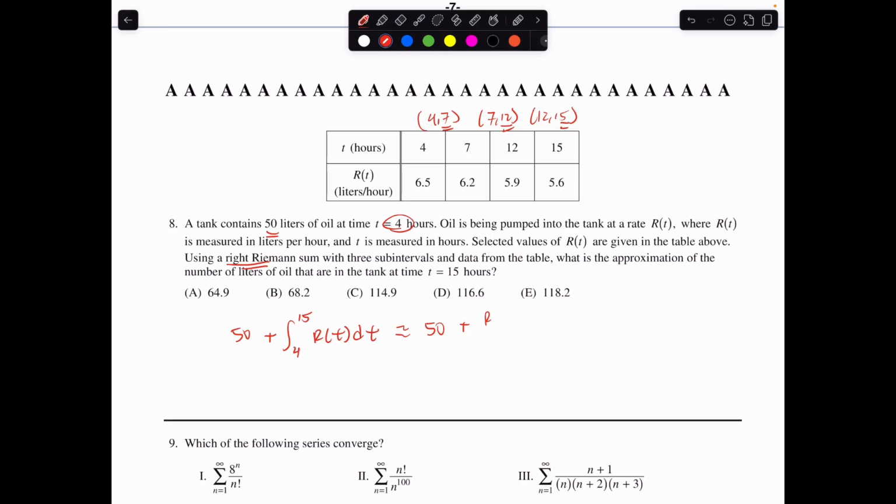Then that's equal to R of 7 times 3. I'm too lazy to write it, so it's just 6.2 times 3 plus 5.9 times 5, and then plus 5.6 times 3. Yeah, I believe so. So then that means this is approximately, oh god, it's a lot of work.